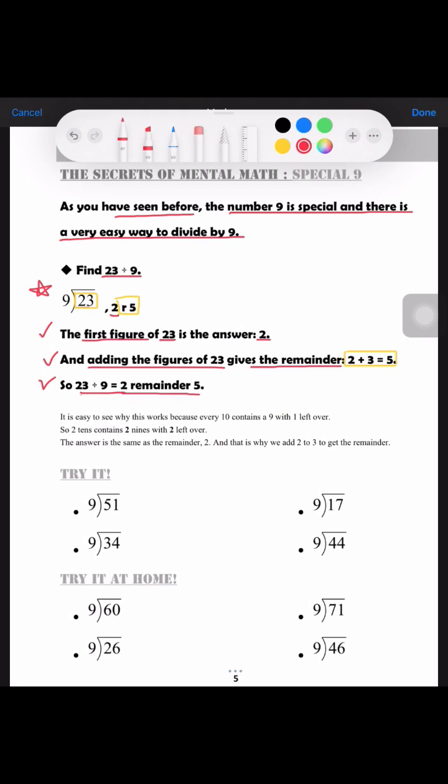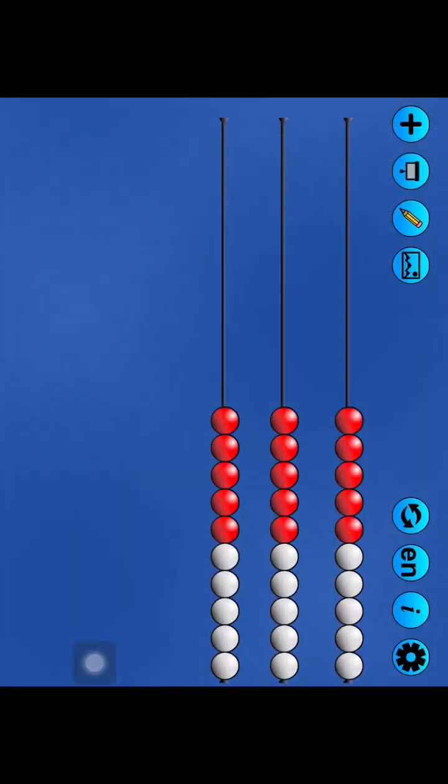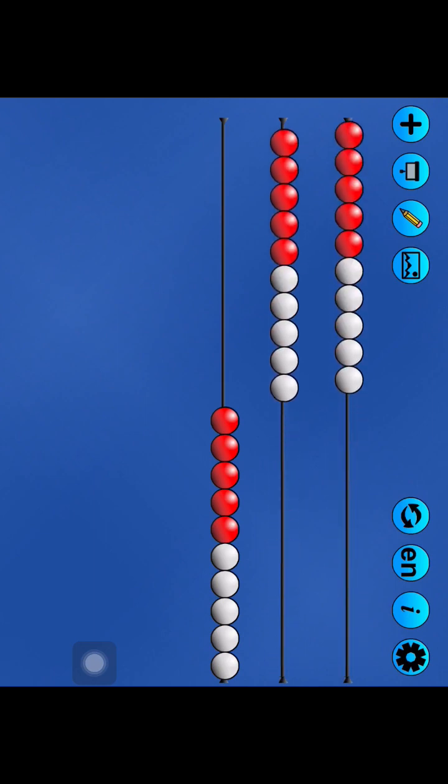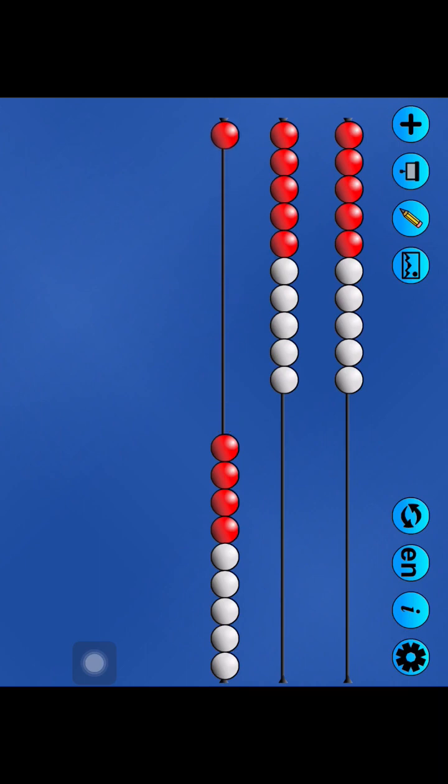It's very simple, right? And now let me explain why this works. So this is the abacus, and 23 is 2 tens and 3, so we got 2 tens and 3 to the left.